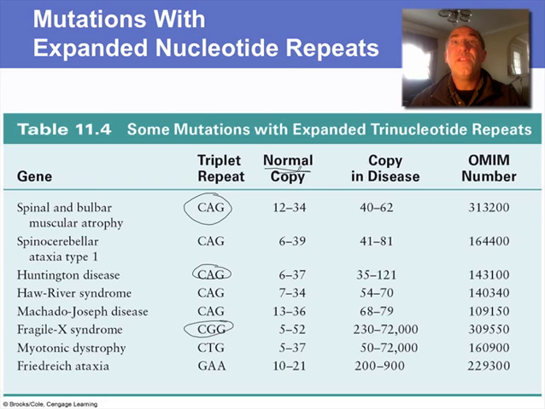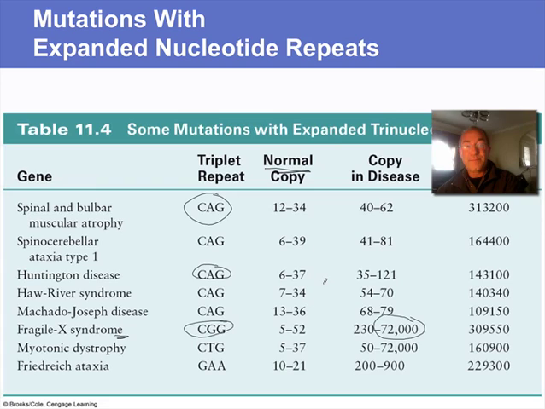Here's the normal number of repeats in these genes. And here's the number of repeats in a particular disease. And look at this. You could have 72,000 copies of CGG in your gene, which causes the Fragile X trait. So huge increases in trinucleotide repeats can cause these diseases. So let's look at a little more about this Fragile X and see what happens.